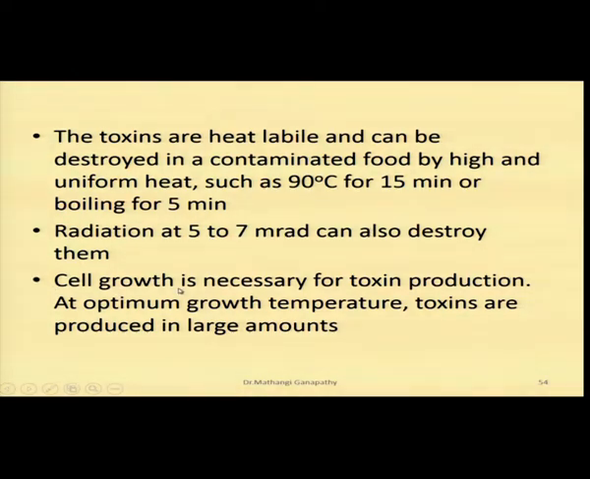Cell growth is necessary for toxin production. At optimum growth temperature, toxins are produced in large amounts. So the spore has to germinate and then it has to grow and be metabolically active to produce the toxin concerned. And at optimum growth temperature, toxins are produced in large amounts.